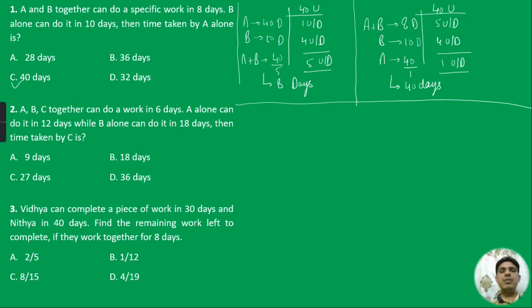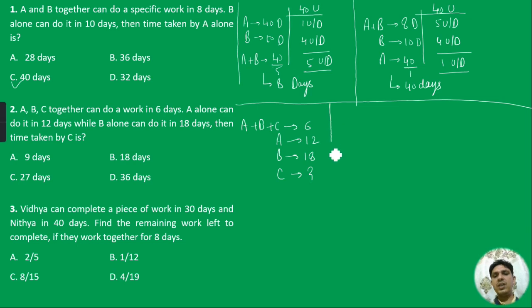Coming to the second question, the question is saying that A, B, C together can do a work in 6 days. So we can write it as: A, B, and C complete a work in 6 days. A alone can do it in 12 days. B alone can do it in 18 days. Then the time taken by C alone will be what?